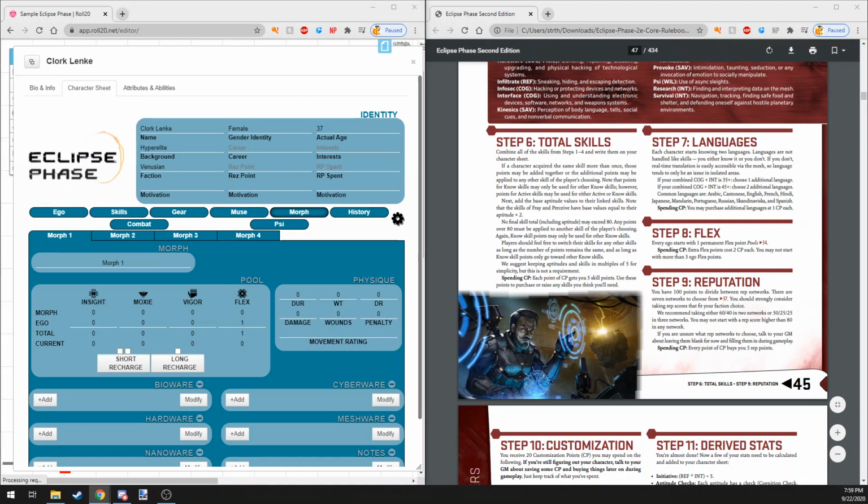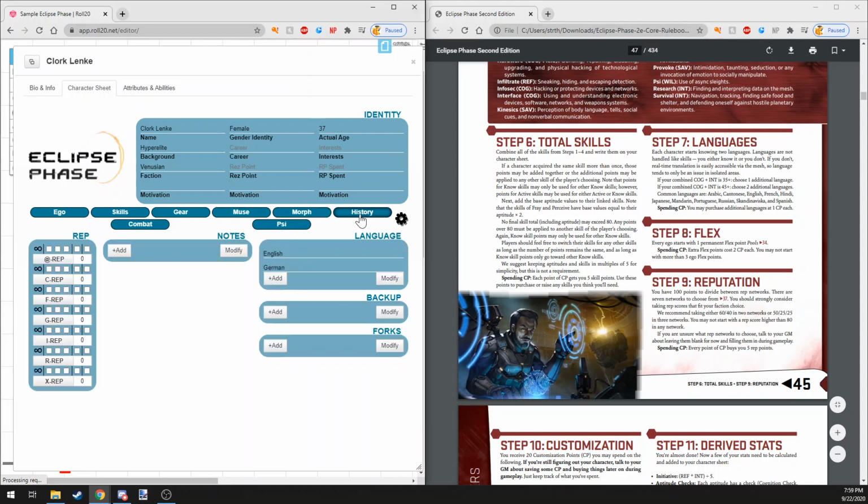So reputation is basically how much different factions like you. Each one stands for something different. Go through the book, sort of decide which ones you want to have like you. I'm going to go and say that I have 40 in C rep and 60 in F rep. But you have 100 you can spend wherever you want. The book recommends either doing a 60-40 split or a 50-25-25. I'm just doing 60-40 for this case.